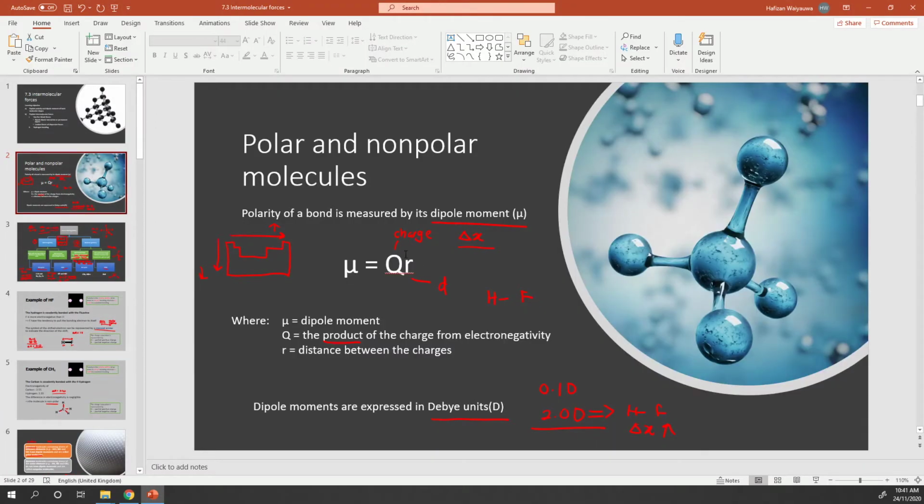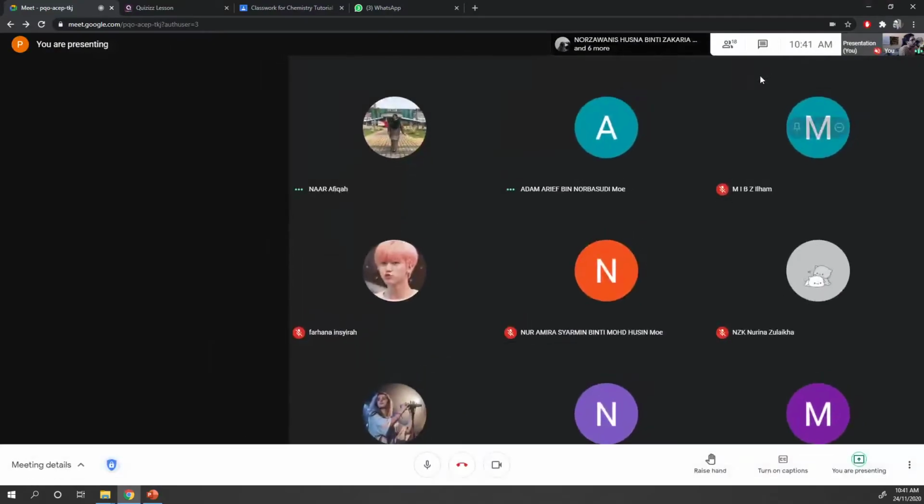Okay, look at this. Can you see? So, dipole moment is the product of the charge times the distance between the charges. That is mu equal. That is dipole moment. What we did earlier was the arrow with the plus.